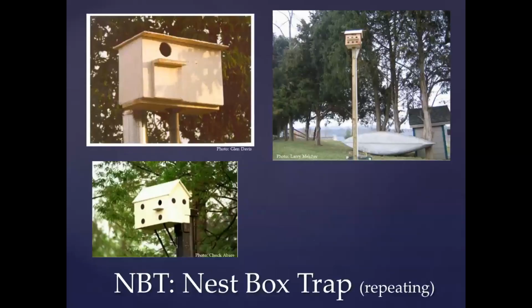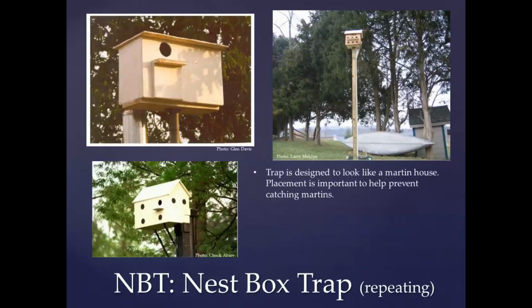So here we have what we call an NBT, or a nest box trap. And so this trap is designed to look like an old wooden martin house. And if you're going to use this type of trap, it's important to put it in the right place to help prevent catching martins. So a good place to put a house like this is near a tree line, because we all know martins don't like trees, but Starlings don't seem to mind them so much. So you're less likely to catch martins in a trap like this if it's not right out in the open.